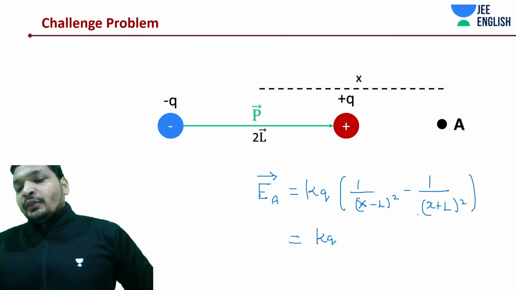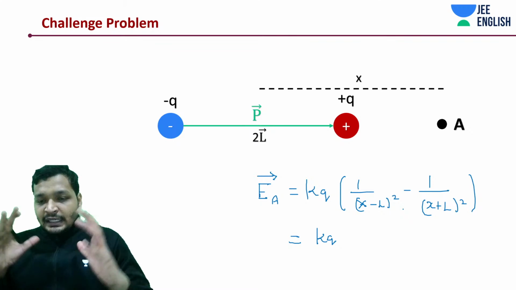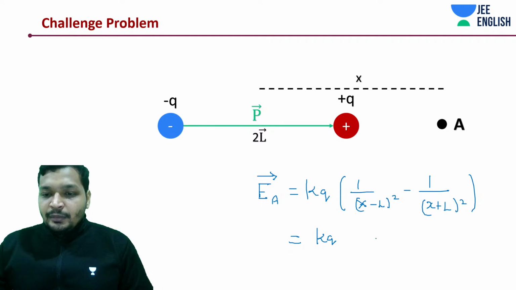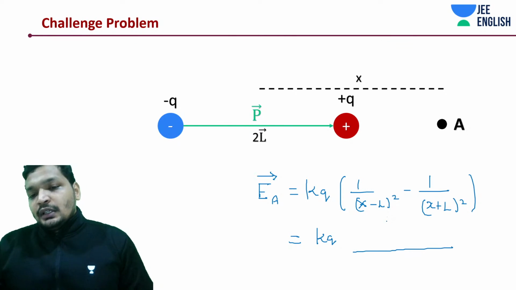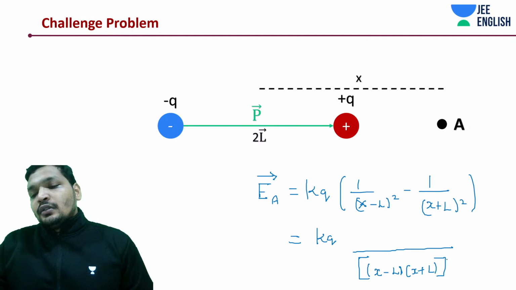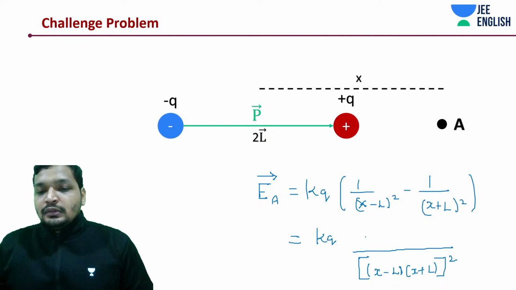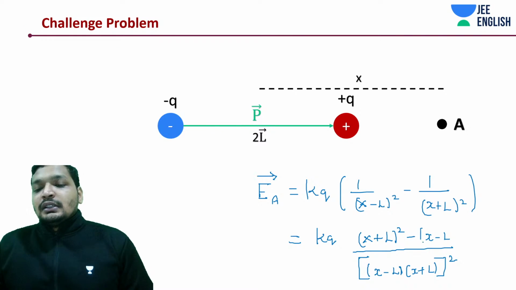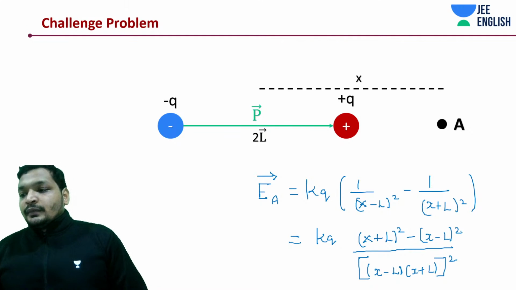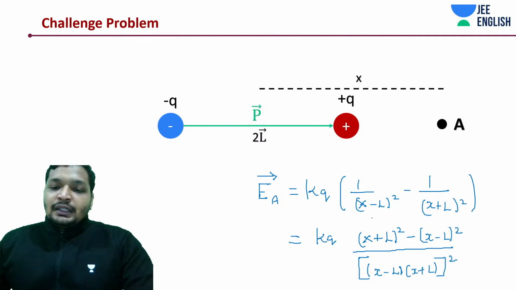If I'm going to multiply both terms, of course I need to finally get a combined term. I'm going to multiply both terms on the denominator. What is the thing that I'm getting? This (X minus L) into (X plus L). We can write it down something like this. Can we take out a square common? So this would be (X minus L) into (X plus L) whole square, with numerator (X plus L) whole square minus (X minus L) whole square. We got this amazing equation here.